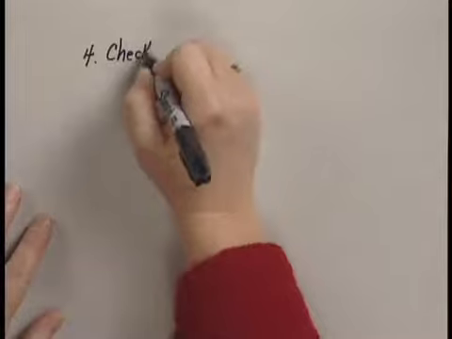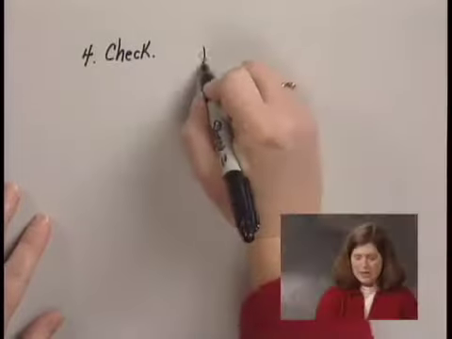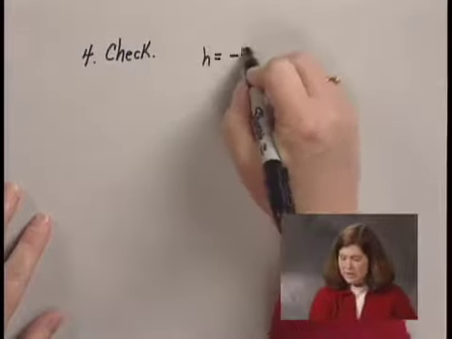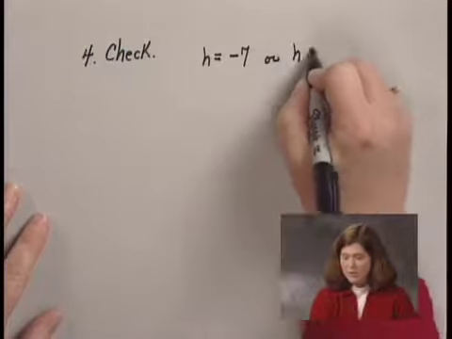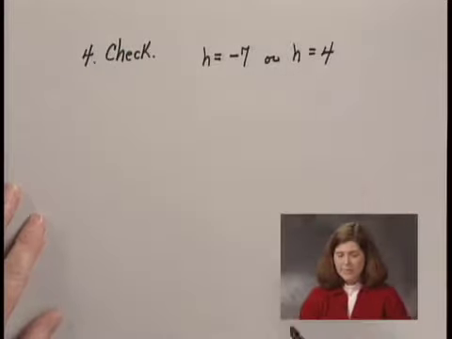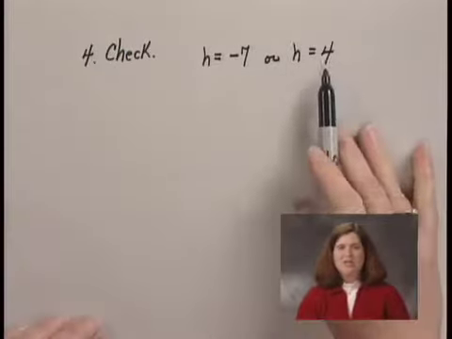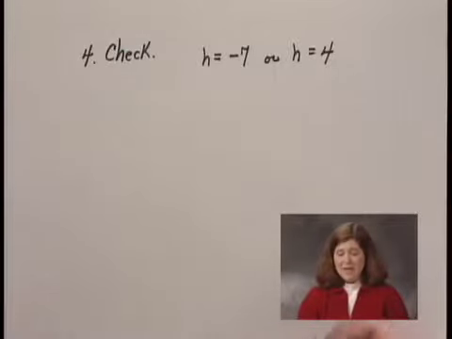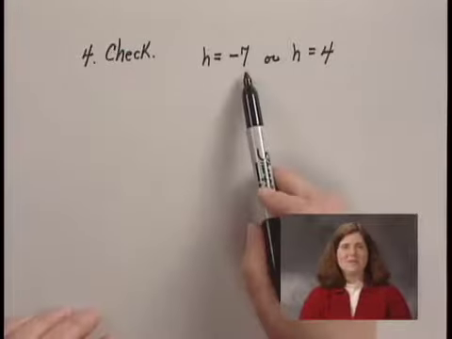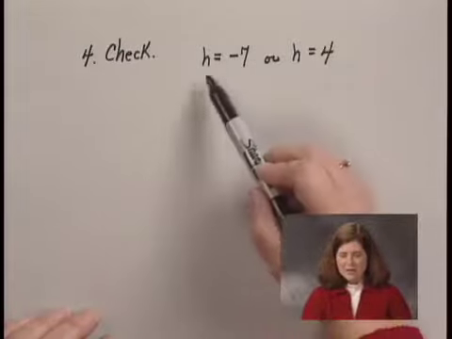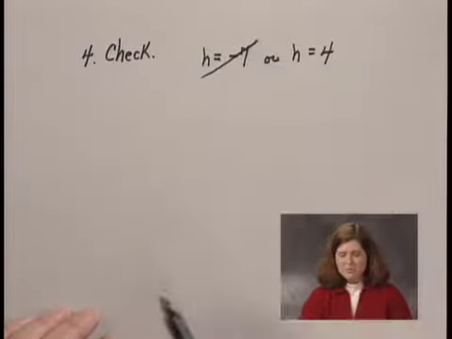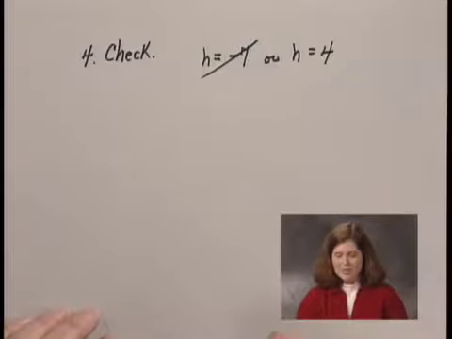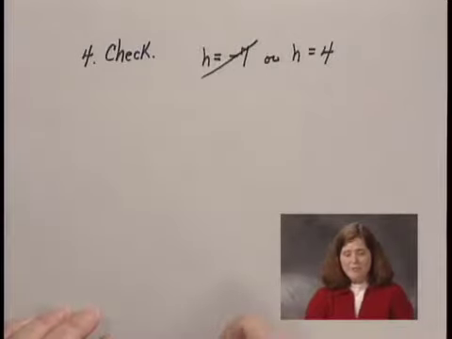I had as possibilities h equals negative 7 or h equals 4. Before I would think about checking these in the area, I need to think, what am I dealing with? I'm dealing with a triangle with dimensions, with lengths and heights of base, and a negative number doesn't make sense in that context. So this one I don't even have to check because a negative number wouldn't make sense. What about a height of 4?